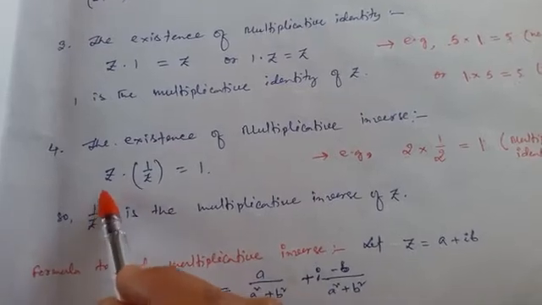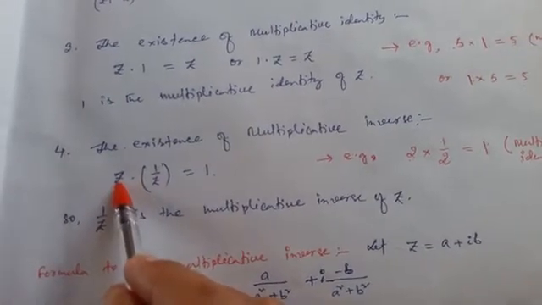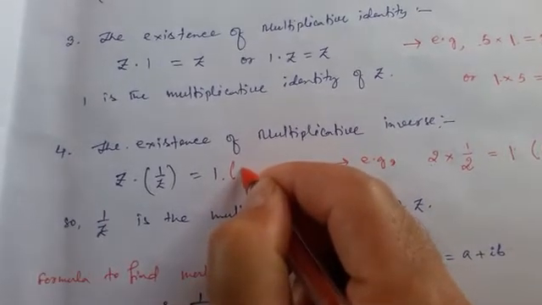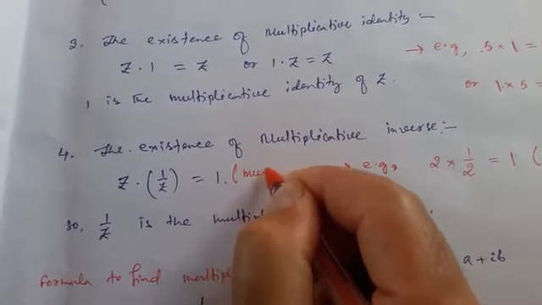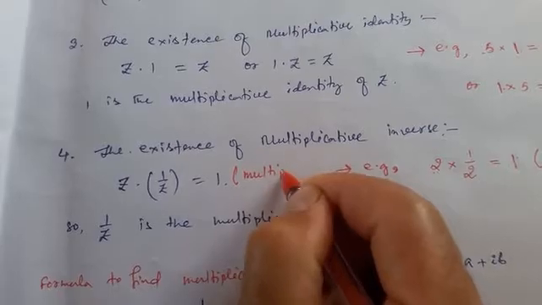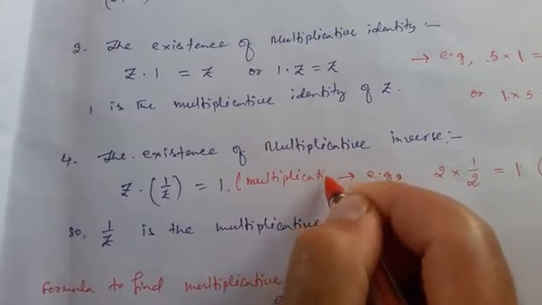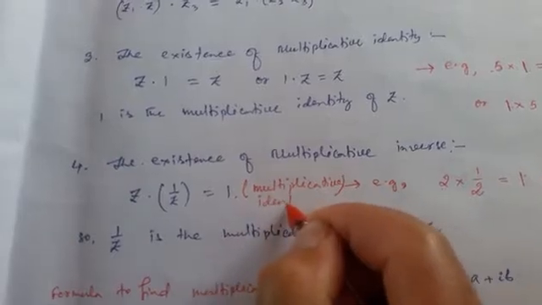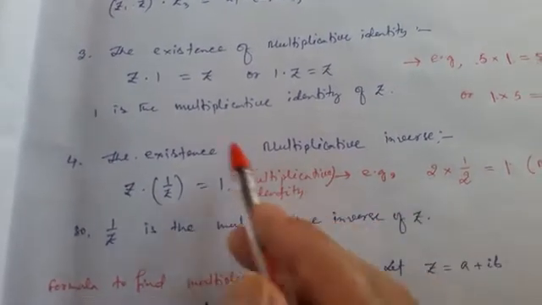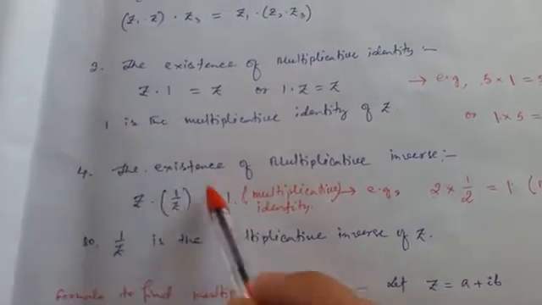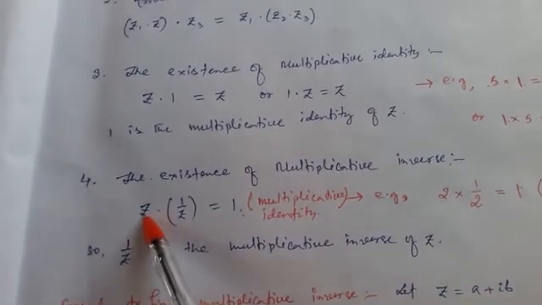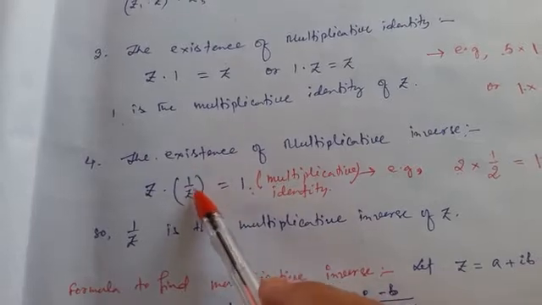Like that, this is the given complex number. In order to get the multiplicative identity, the multiplicative identity of the complex number is 1. In order to get 1 from the given complex number, what number do we have to multiply? 1 by z.